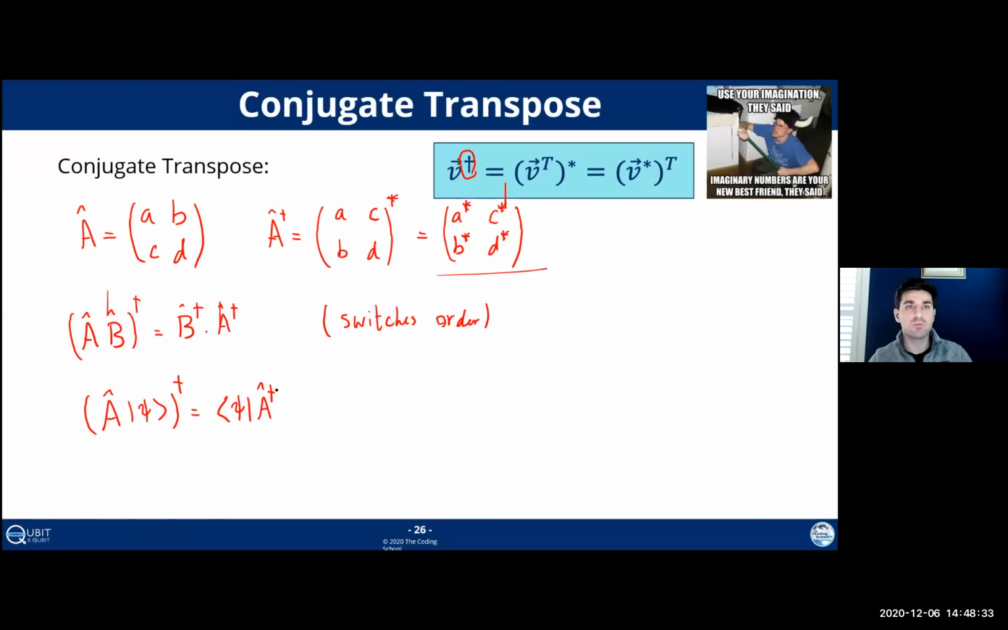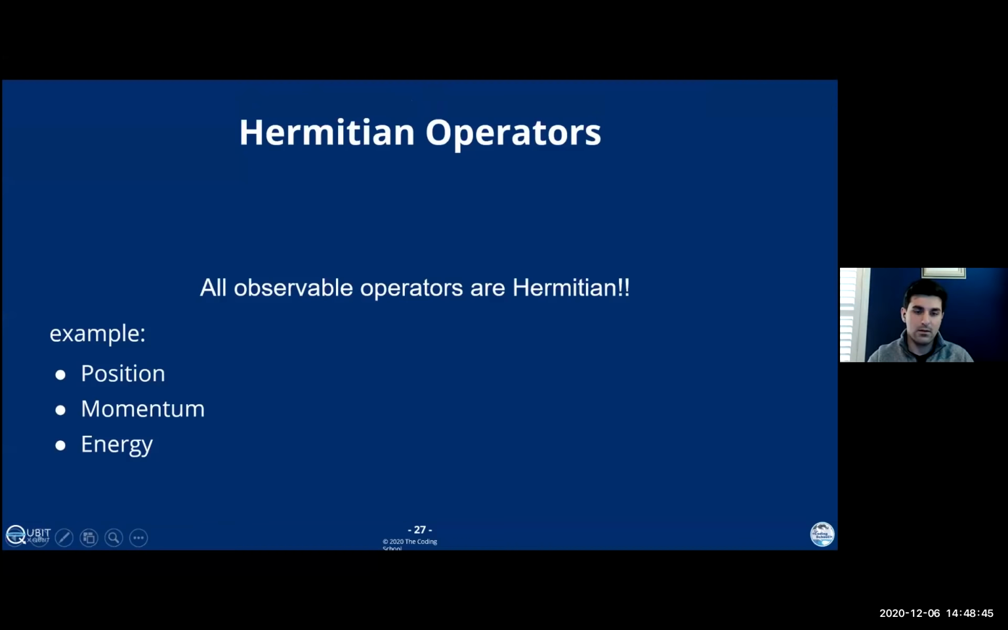And again, these are just some properties that are good to know for down the road, and we will see these and we will bring forces throughout the course. But I just want to introduce them here. And I know you've already seen conjugate transpose. Okay, so with that, let's talk about Hermitian operators.